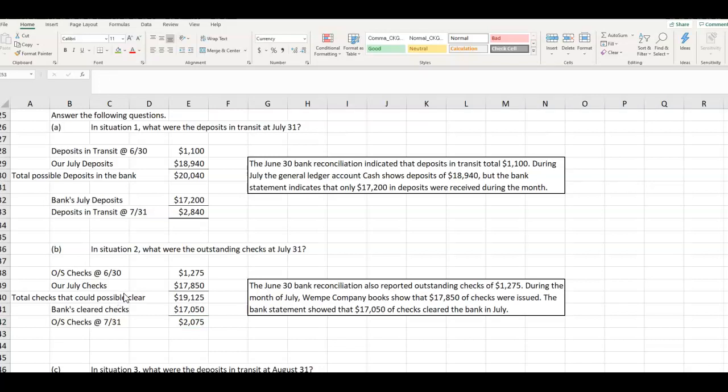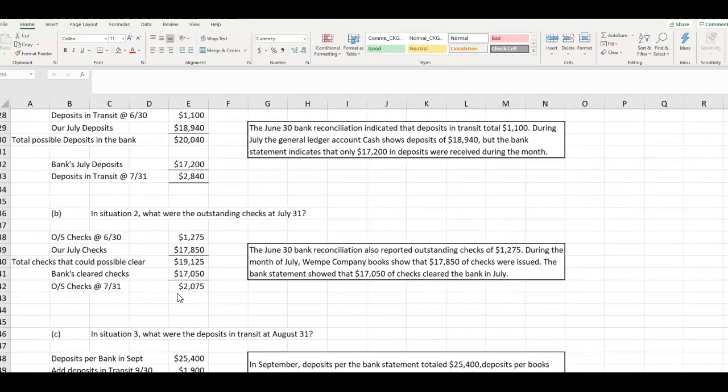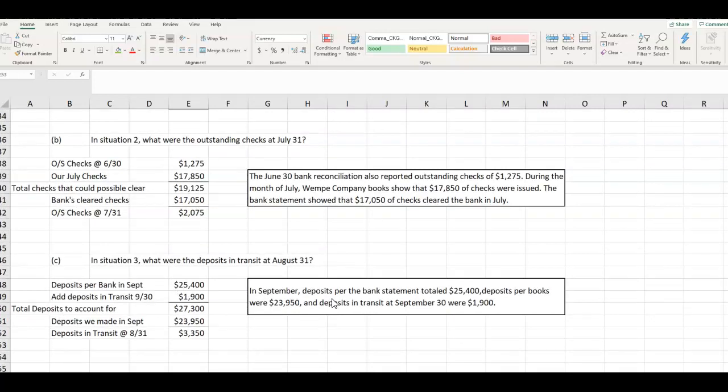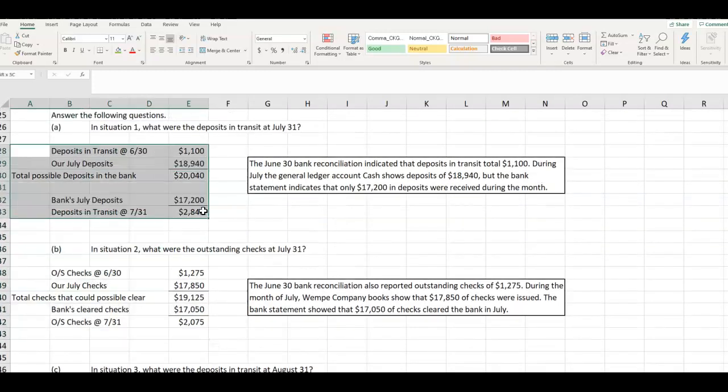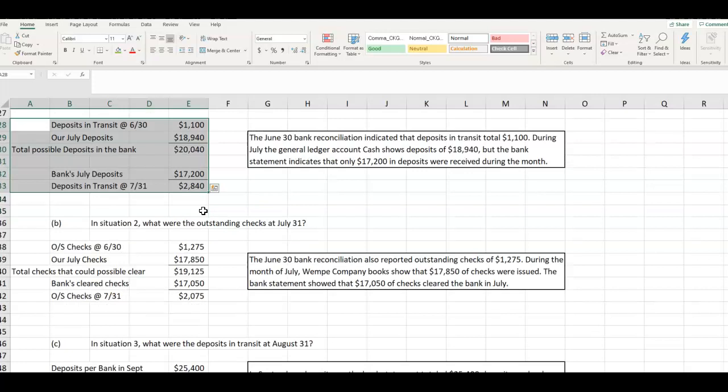And let's look at situation 3, which is weird if you've never done it before. They've told us the bank statement deposits in September, and the deposits for the books in September, and the deposits in transit at September the 30th. And they want us to figure out what the deposits in transit were on August 31st. So we basically just turned this little thing we did up here on its head. We just turn this upside down and go through it backwards.